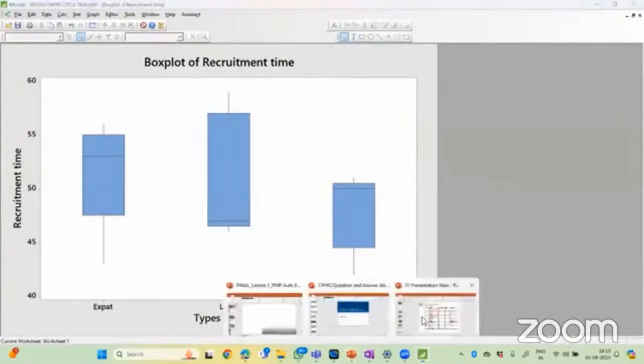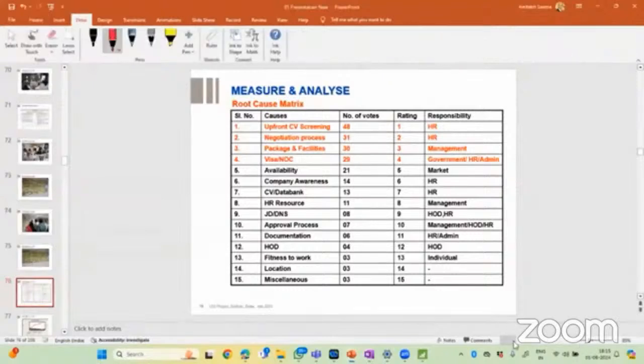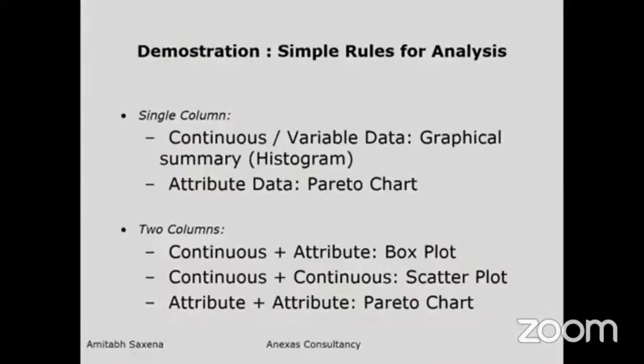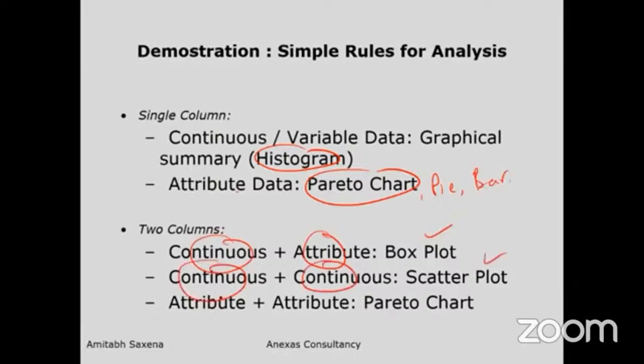So I have got the root causes, and once we have got the root causes, we take actions on those root causes. Just to summarize, when we are dealing with continuous data, I did a histogram. When I was dealing with attribute data, I did a Pareto chart. You saw that for reasons, right? Or I can do a pie chart or a bar chart also. When it is continuous and attribute data, I did a box plot. When it is continuous and continuous data, I did a scatter plot. When it's attribute and attribute data, I can do a Pareto chart. So now you can analyze all types of data.